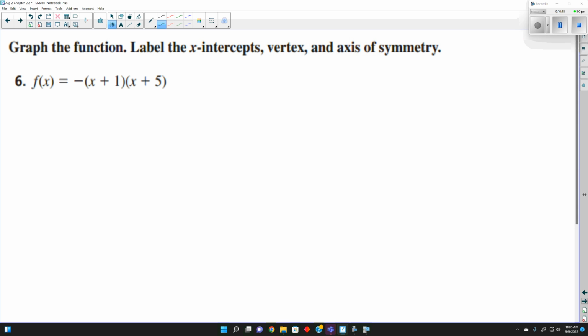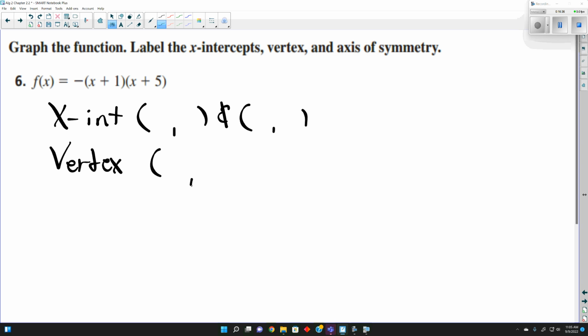Let's look at one more of these here, and then I'm going to have you work on the assignment. So if we look at this here, we're wanting to find the x-intercepts, the vertex, and the axis of symmetry.